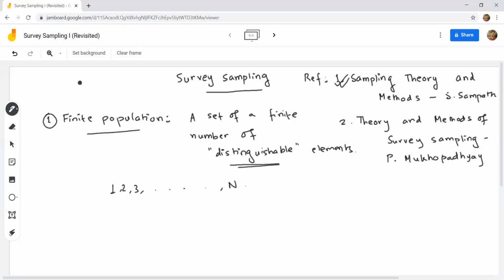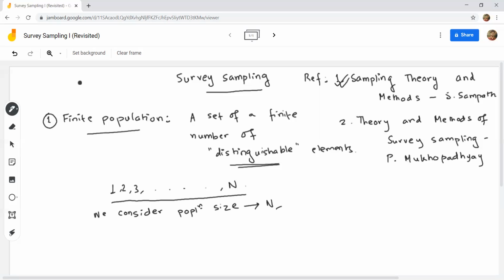It can be any other countable sequence. It may not always be 1 to N. It might be a1, a2, a3 up to N also. For simplicity, we talk about only 1, 2, 3 up to N. And we generally consider the population size to be denoted by capital N. All capital letters you see signify population size or population entities.